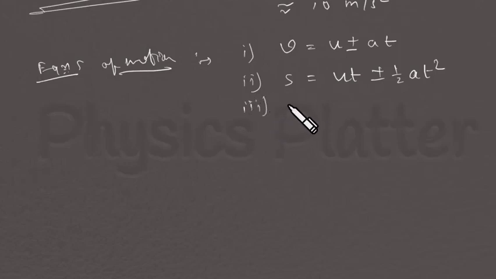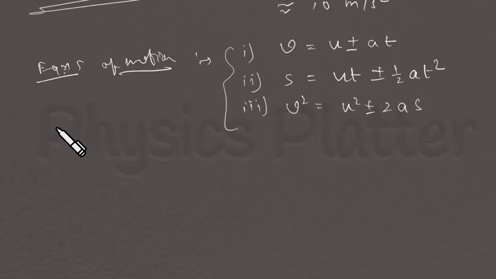And then the third one is v square equals u square plus or minus 2as. Again, v is the final velocity, u is the initial velocity, a is the acceleration, s is the displacement. Okay, so these are the general equations of motion. We have already derived this both numerically and graphically. You can have a look at those lectures.